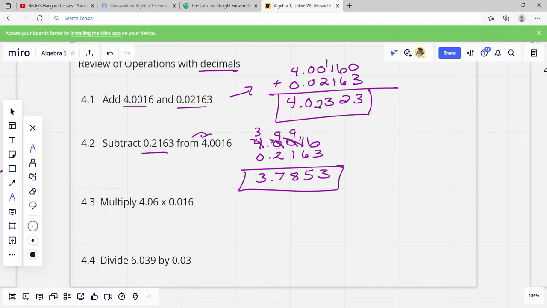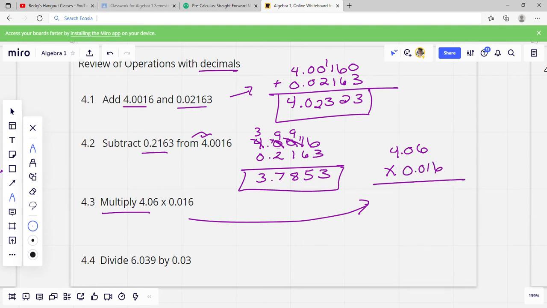All right, this one we're going to multiply. Okay, so when we multiply with decimals, it doesn't matter which one we put on top. 4.06 times 0.016. Okay, we're just going to multiply and disregard the decimal point. We'll pretend it's not there. So first I got 6 times 6 is 36.